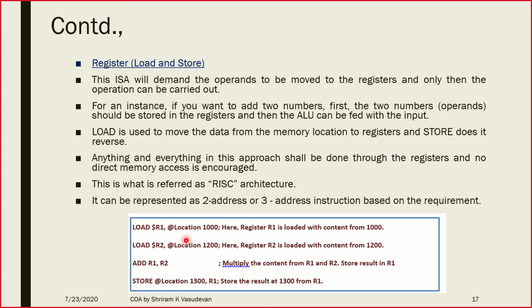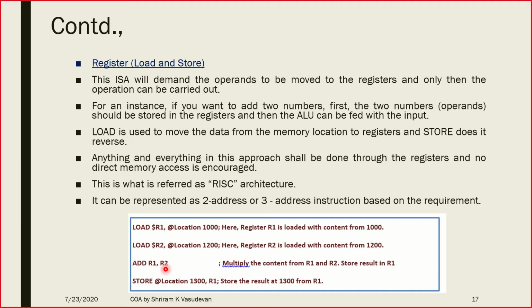Now, we have got register R1 completely loaded with the content from 1000. We've got register R2 completely loaded with the content from 1200. Now I have R1 and R2 filled with the appropriate contents that we need to add, and add R1 comma R2 is what we are going to do. This is given as multiply. No, I made a mistake. It is addition, right? So add R1 comma R2 is now done.